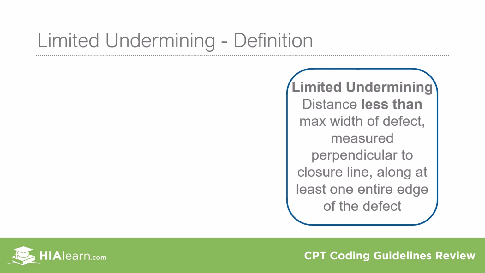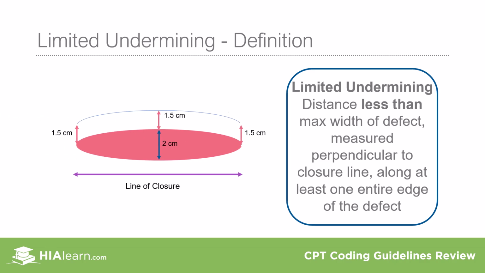Limited undermining is defined as a distance less than the maximum width of the defect, as measured perpendicular to the closure line along at least one entire edge of the defect. Limited undermining is included in intermediate repair.